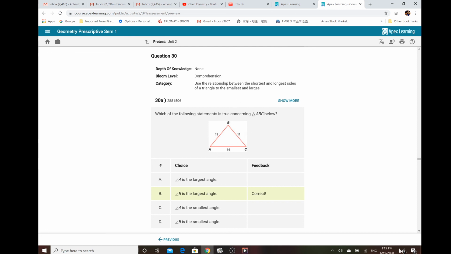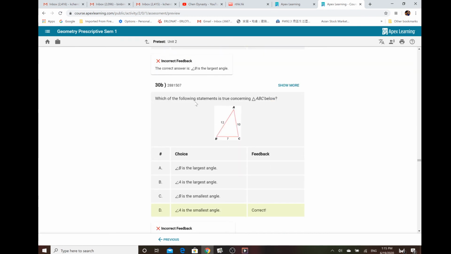This one is called the Hinge Theorem. Whatever the longest leg that you have, the opposite angle is always guaranteed the largest. Let's say you have the shortest leg of a triangle, the opposite angle would be considered the smallest angle.